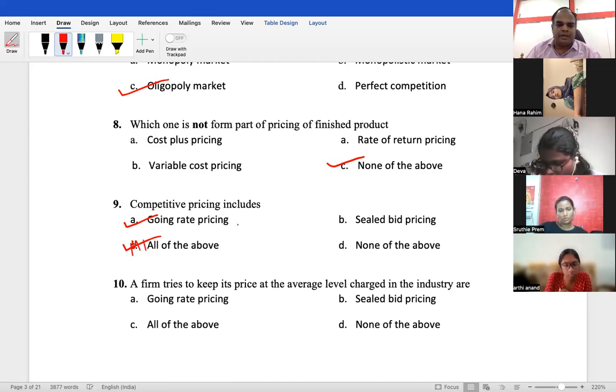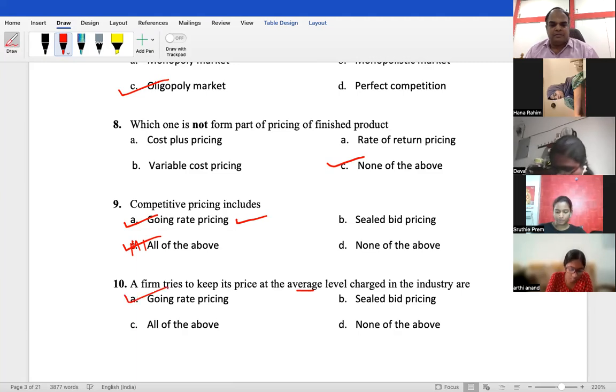Okay. Going rate is the correct answer. Yes, Ravan. A firm tries to keep its price at the average level charged in the industry. A, going rate; B, sealed bid; C, all of the above; D, none. A. Average. So, going rate. Good.